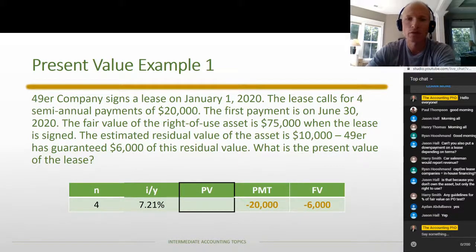So then we take that information and we solve for the present value, and we get $71,972. So again, I hope you're able to do that. Obviously, that's a critical calculation for doing lease accounting.